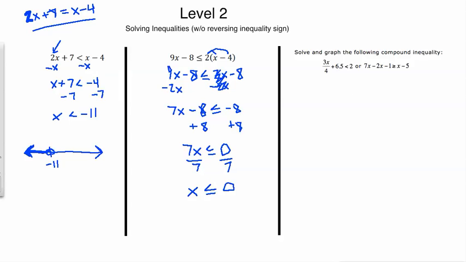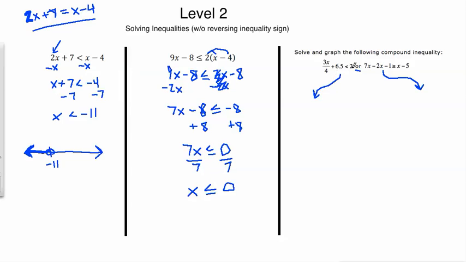The final type of question that you might see that is a little different than the ones we just did is a compound inequality. That's one where we have actually two inequalities here, but there's an or sign in the middle. This one you're going to solve separately. You're going to solve this one over here, and we're going to solve this one over here, one at a time.